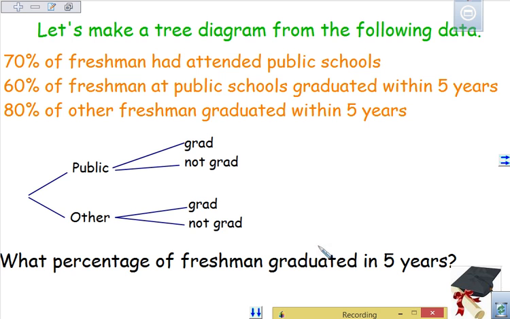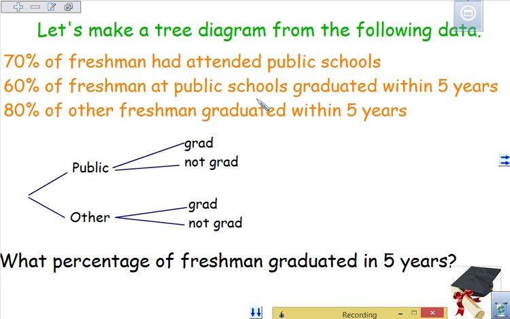Here's another tree diagram. It says, let's make a tree diagram from the following data. So I've already started mine. 70% of freshmen attended public school. 60% of freshmen were at public schools and they graduated within 5 years. 80% of other freshmen graduated within 5 years.